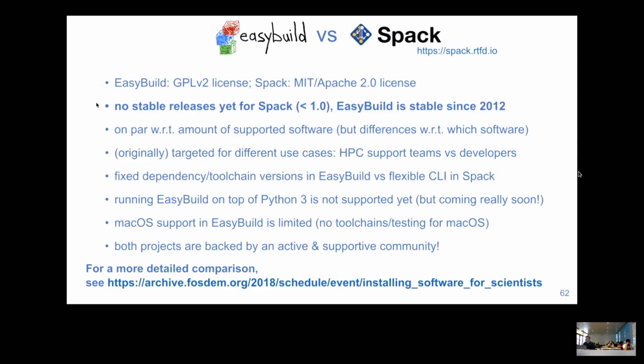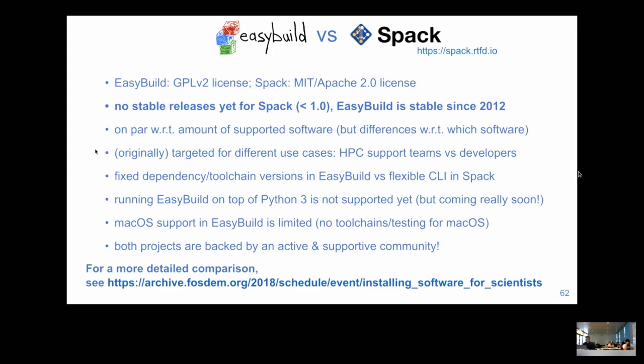And whenever we make a backwards incompatible change, it will be very clear in the documentation and in the release notes, and also in the version number. In terms of supported software, it's more or less equivalent. There's different software supported in EasyBuild and Spack, so it's certainly not a full overlap. But in terms of raw count, they're pretty much on the same level.